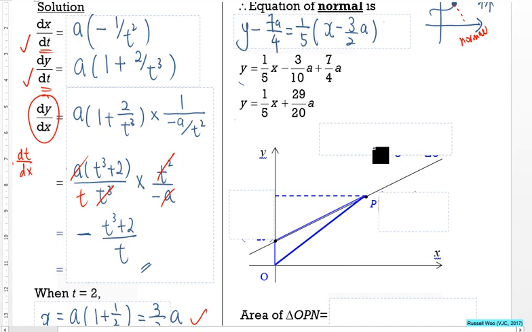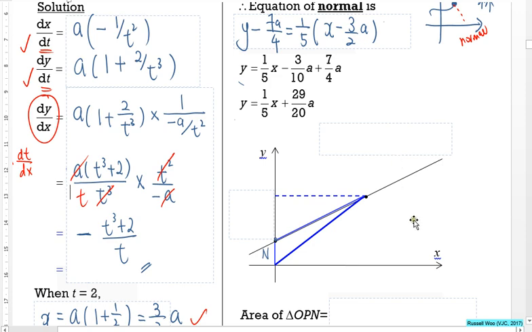Don't bother about the graph of the curve anymore. We're not interested in the curve anymore. We're only interested in the line. It cuts the y-axis at this point N. Correct? You actually want to find the area of OPN. Now P we already know. Do we know that?